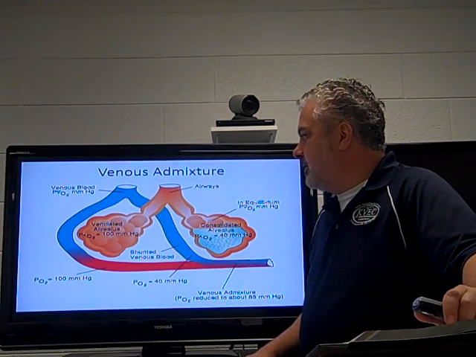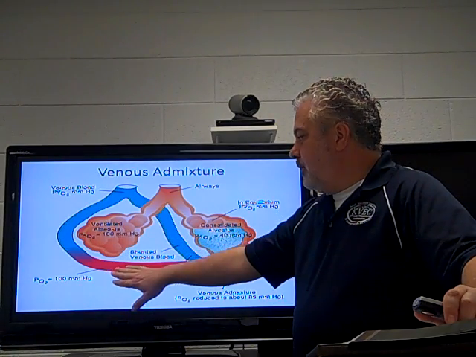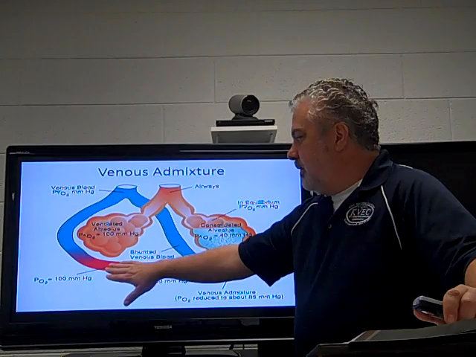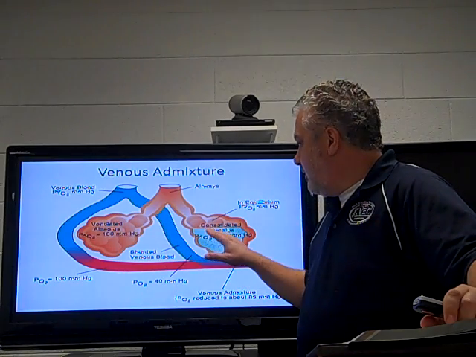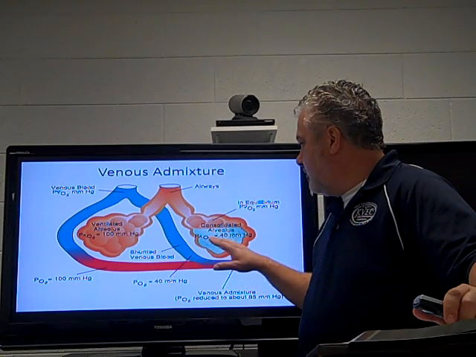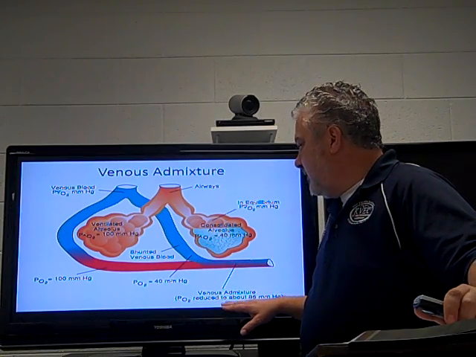Mixed venous blood. This is where we were talking about. You have a good alveolus with good diffusion. You see all this red where there's good oxygenated blood, and then you have a bad alveolus where there's low oxygen, and then you have a mixing of the two, which is venous admixture.